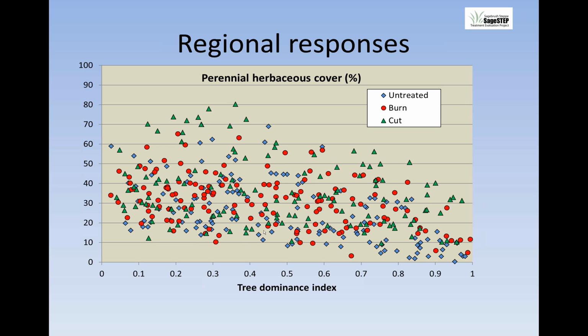And how do you sort this out? Well, you use analysis of covariance. Your factors are the treatment factors, but you can put in a covariate, tree dominance index, or you can put in tree cover as a covariate, and you can start sorting out at what pre-treatment tree dominance or tree cover you're getting differences in response 3 and 6 years later. So that's what I'm going to report here.